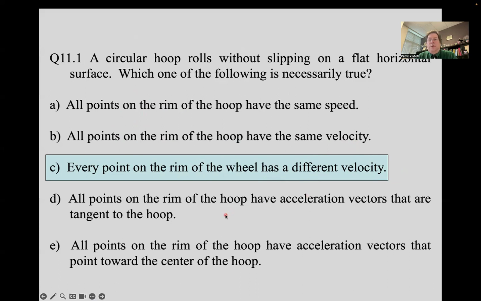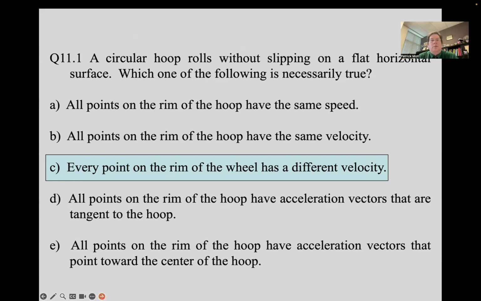All points on the rim of the hoop have acceleration vectors that are tangent to the hoop? None of them do. They're in pure rotation, so there is a centripetal acceleration vector pointing in towards the point of contact between the wheel and the ground. So that is not a direction that's tangent to the hoop. And all points on the rim of the hoop have acceleration vectors that point towards the center of the hoop? Not true. Not if it's rolling. They're pointing towards the point of contact. And that's for the centripetal. They're changing speed. There's also a tangential component.